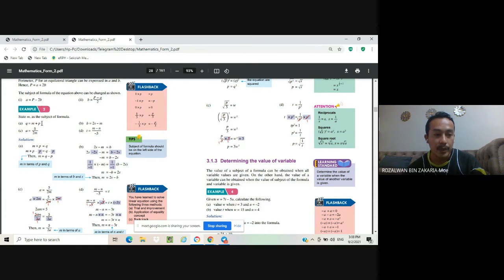Okay. So if we want to make M here become the subject of the formula, we want to cancel what first? Positive P here, right? Look at here. We have M plus P, so we want to cancel plus P, or positive P. So how to cancel this positive P? Here the solution is A equal to M plus P equal to Q.